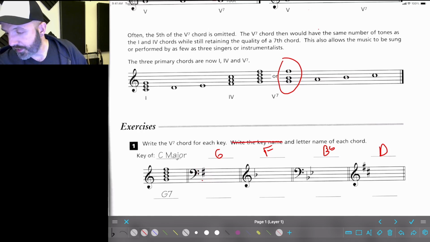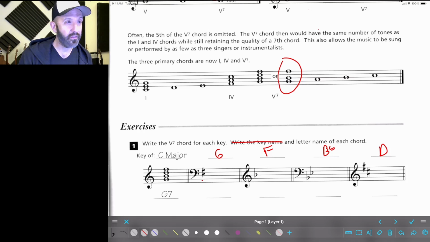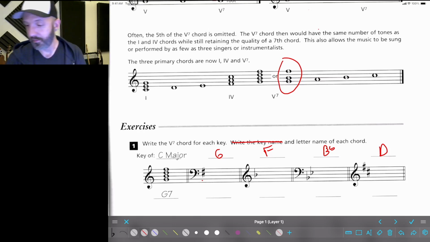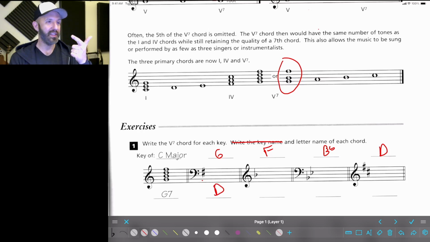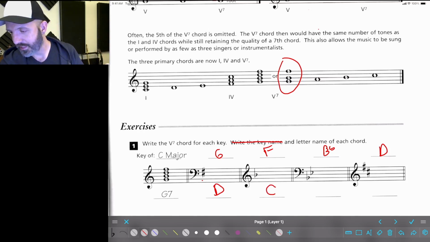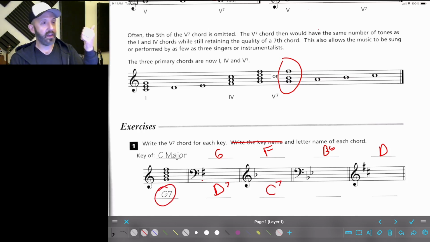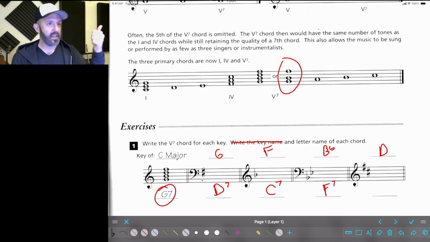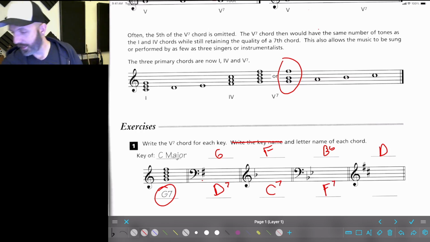Now write the letter name of each chord. Well, if we know that the dominant chord is the 5th note of that key, we're just going to count up from G. So G, A, B, C, D. So that's going to be a D. F, G, A, B flat, C. It's going to be a C7. So we want a 7 chord here. As you can see, they did that. B flat is B flat, C, D, E flat, F. So that's going to be an F7. D, E, F sharp, G, A, A7. All right, so that takes care of the letter name of each chord.